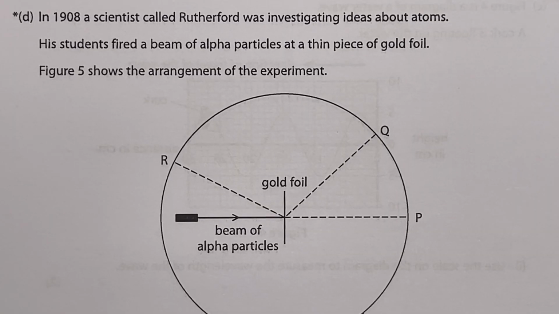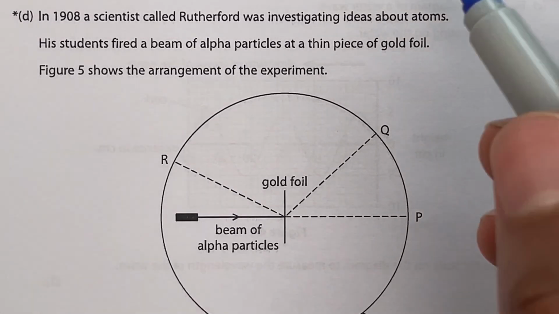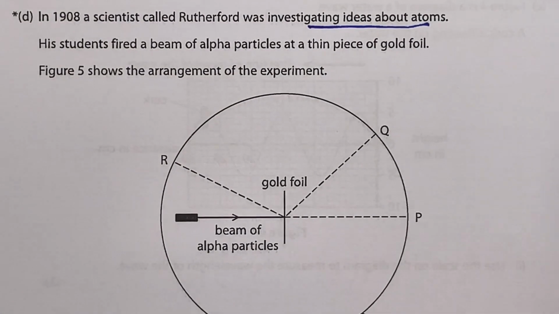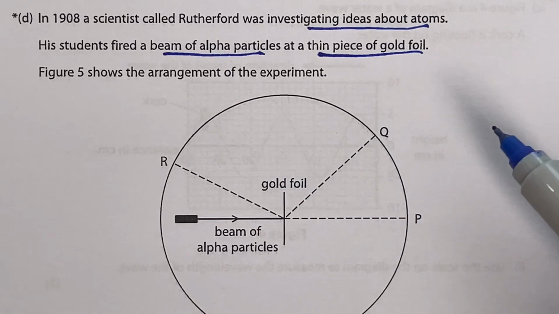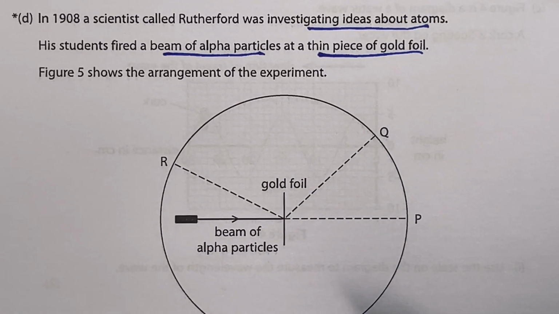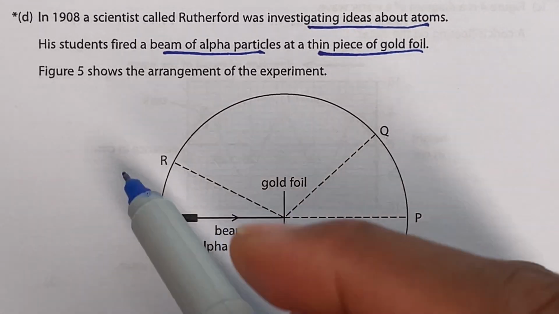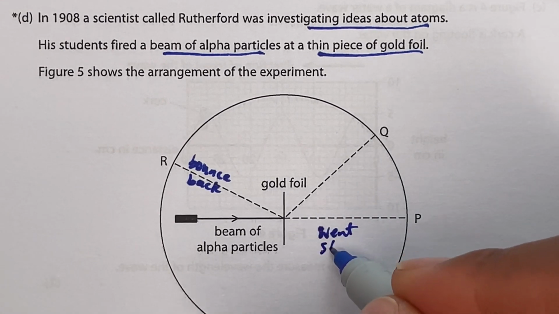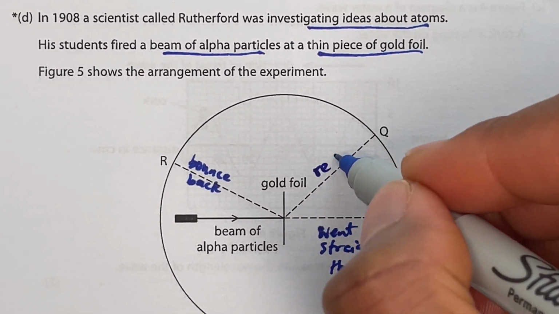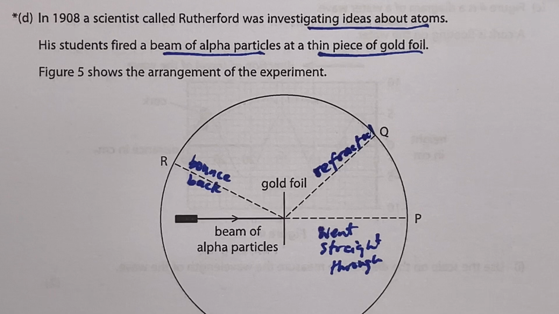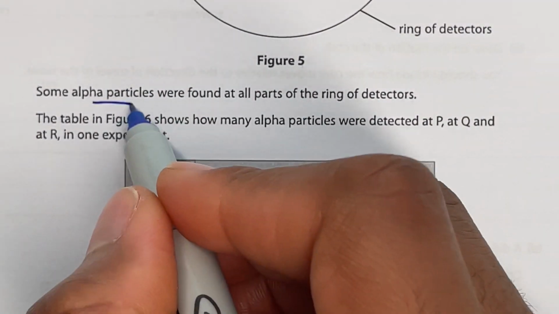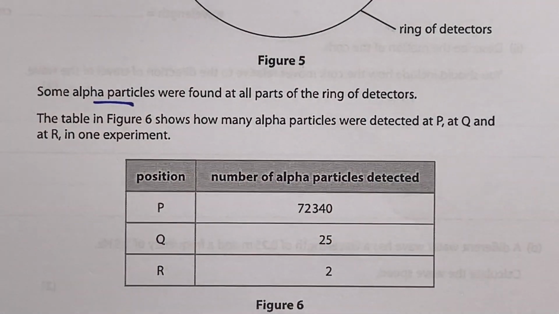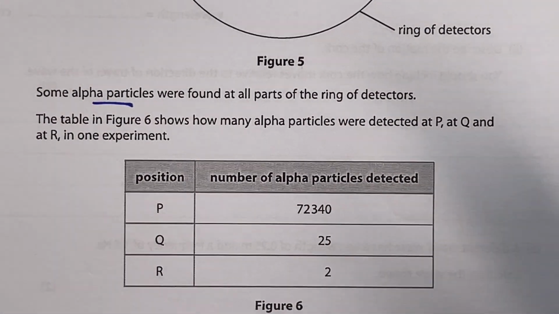In 1908, a scientist called Rutherford was investigating the idea about atoms. His students fired a beam of alpha particles at a thin piece of gold foil. So you can see a beam of particles, gold foil. You can see that some bounced back, some went straight through, and some reflected or refracted. Okay, change in direction, refraction. So, okay, that's what we know so far. Some alpha particles were found at all parts of the ring detector. The table in figure 6 shows how many alpha particles were detected at P, at Q, and at R.